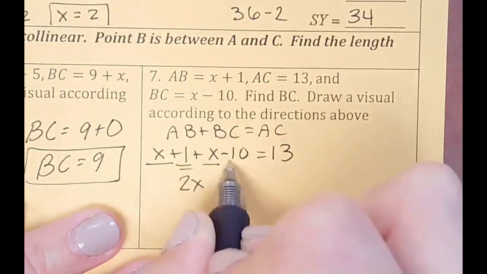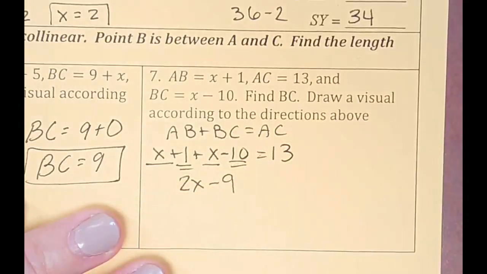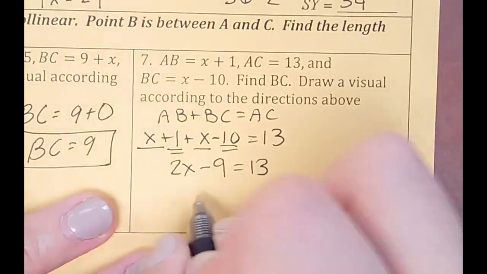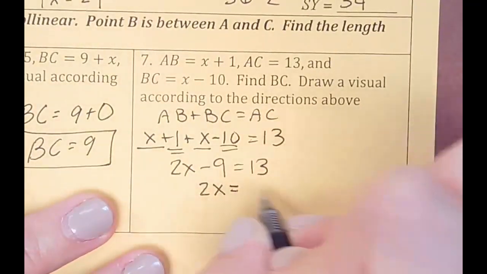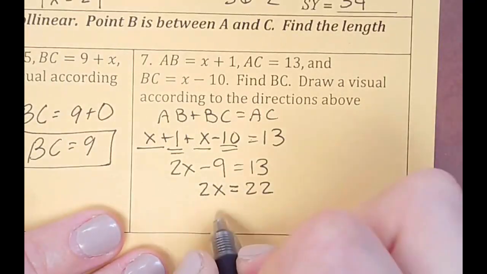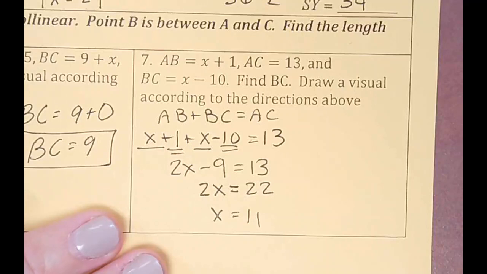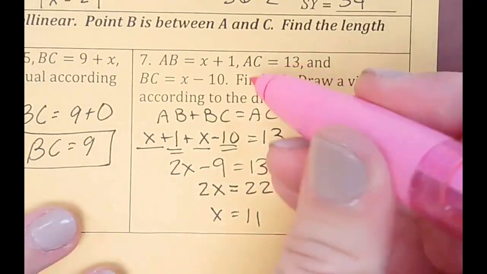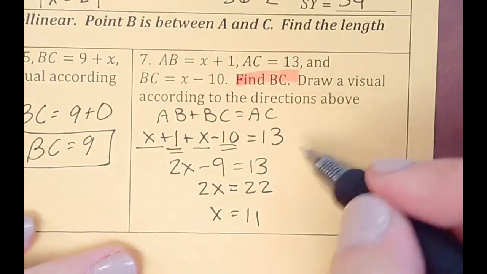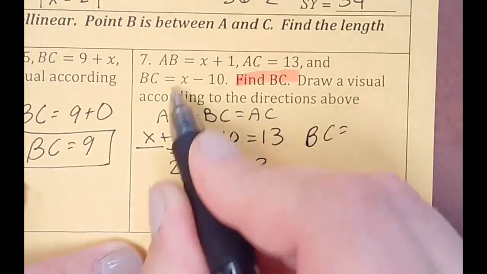Add 9 to both sides, so 2x equals 13 plus 9 is 22. Divide both sides by 2, so x equals 11. Ultimately, I was asked to find BC, so I'm not done yet. BC is x minus 10, so 11 minus 10. So BC's length is 1. When you're ready, flip it over.